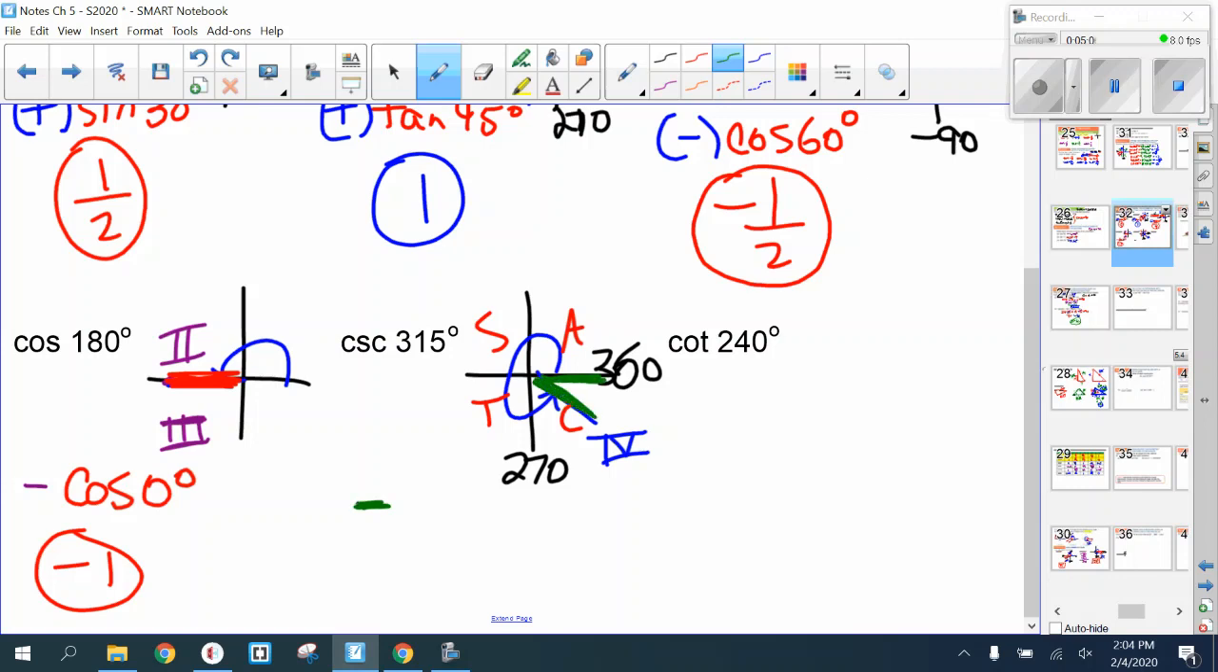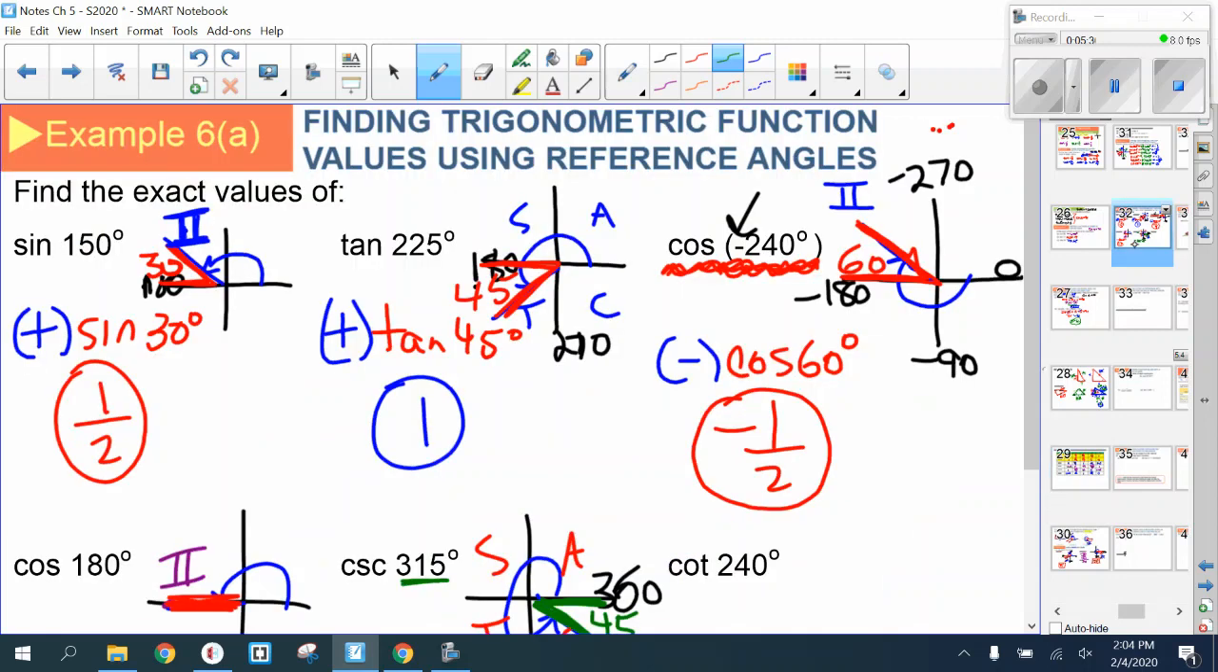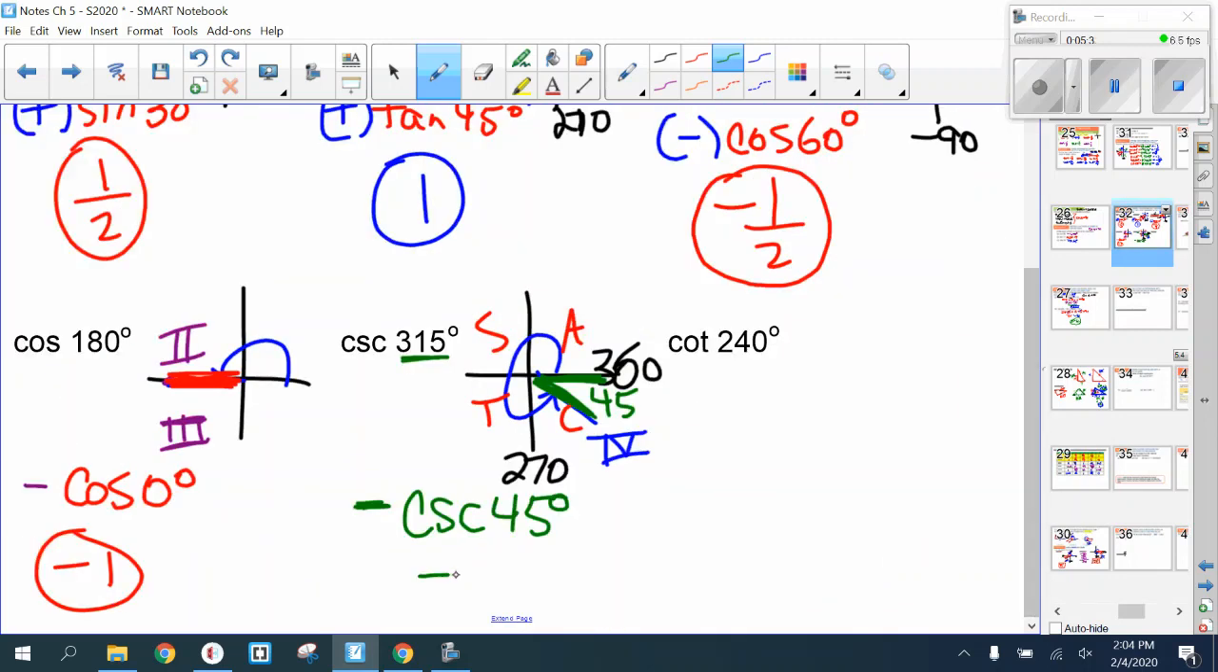And so I find that reference. You're basically asking how far is 315 from 360, and you're going to see that's 45. So we're looking at negative cosecant 45 degrees. I don't really care about 45 degrees other than it's easy for me to find in my chart. Cosecant 45 degrees is right there, square root of 2. So my answer is going to be negative square root of 2.